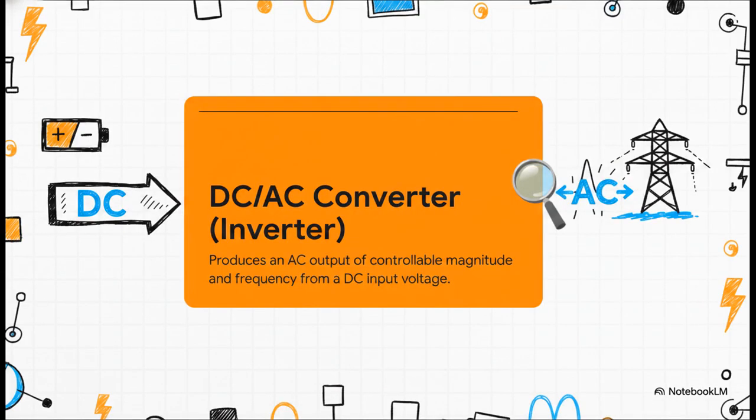All right, number 2 is basically the exact opposite of what we just talked about, the DC to AC converter, or as it's usually called, an inverter. This little guy takes the DC power that's stored in something like a battery and translates it back into the AC power that the grid and our home appliances use. It's just as important as the rectifier.